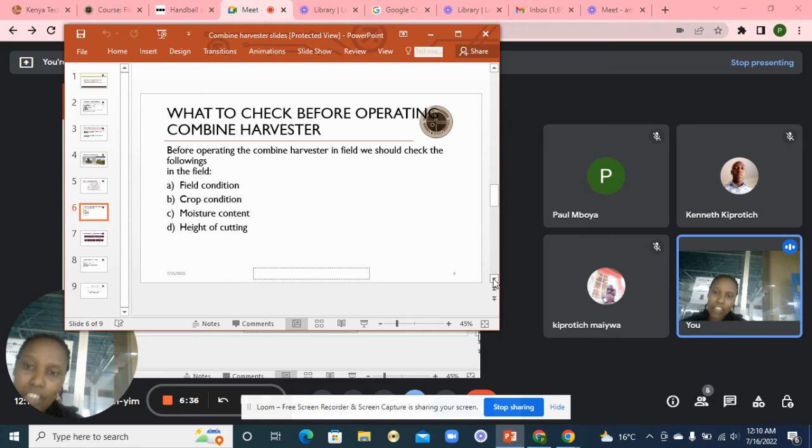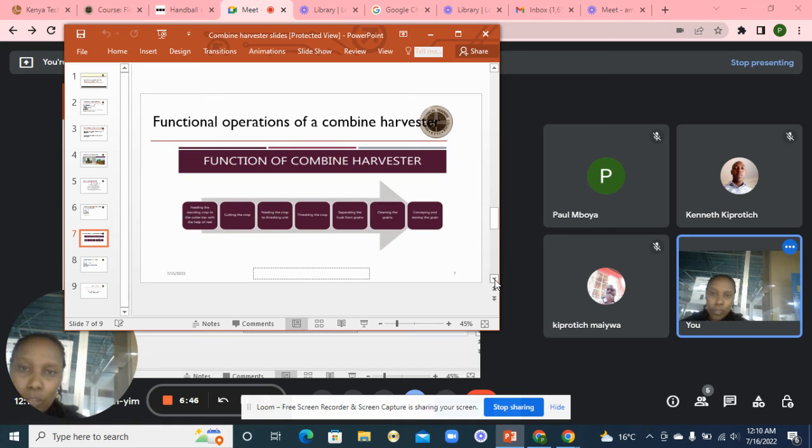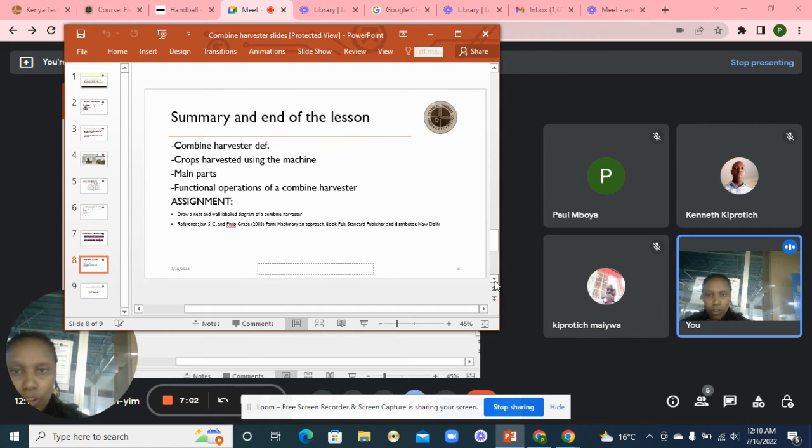Then we have the height of the cutting. If it's maize, of course, it's taller than the wheat. So you see the height of the cutting. Then we have the operations of a combine harvester. This is now like a flow chart whereby we have the cutting, the threshing, and then we have what? Storage. So this is the functional operations of a combine harvester.